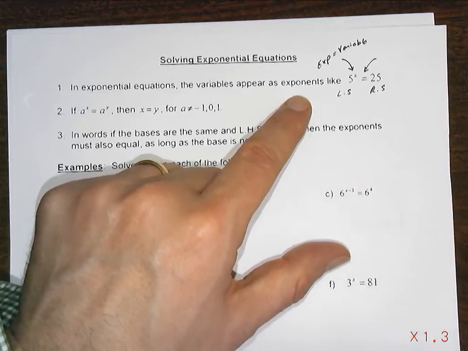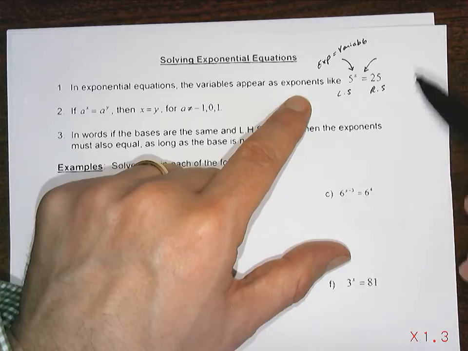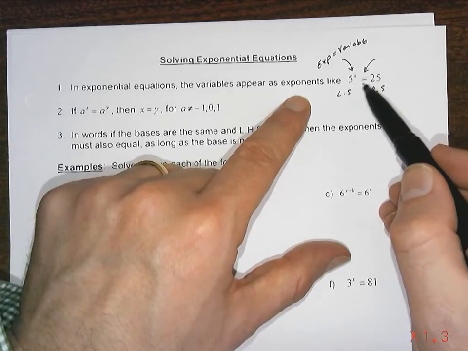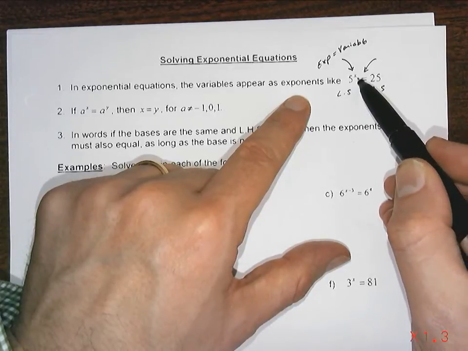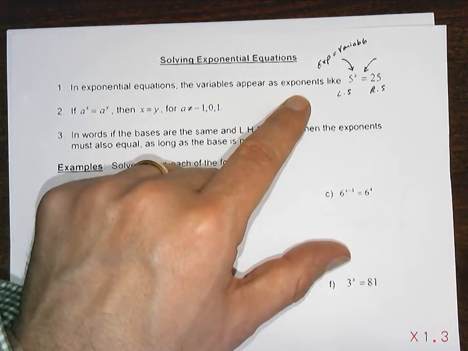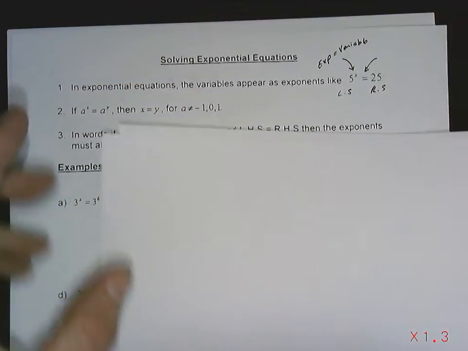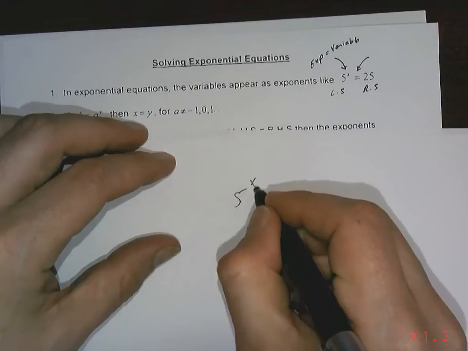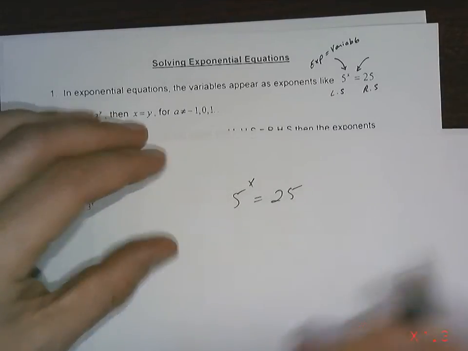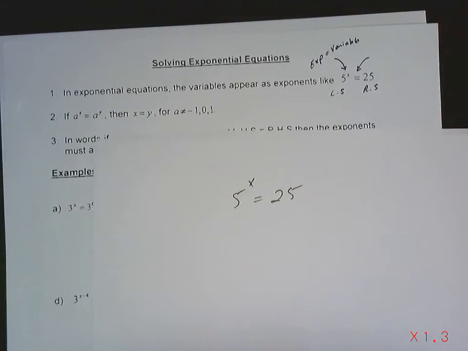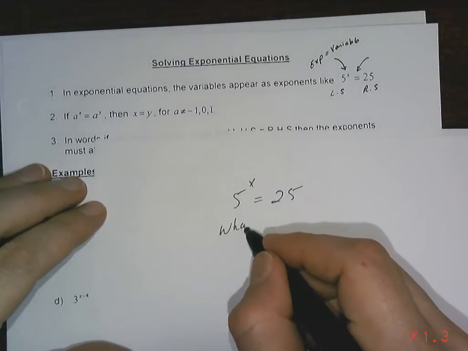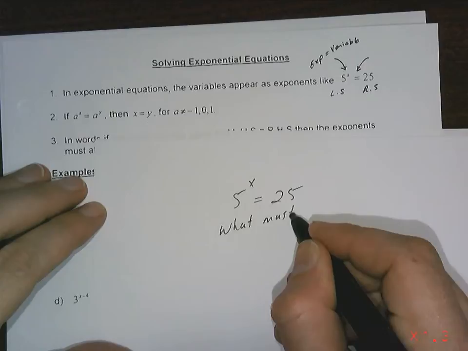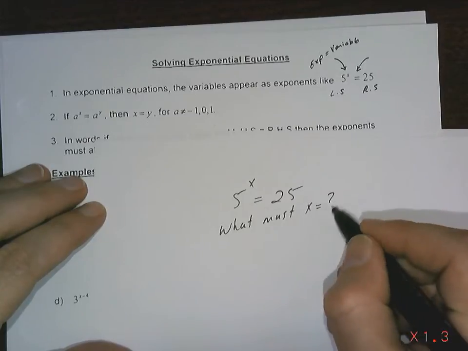Okay? And as we know with equations, what we usually do is try to solve for the unknown. So when we're working with this, we're going to be trying to figure out what x is going to equal. Now let's stay on this question just for a minute. That is 5 to the x equals 25. So it's saying, hey, 5 to the x equals 25. What must x equal?